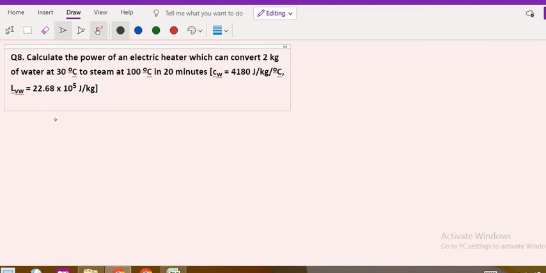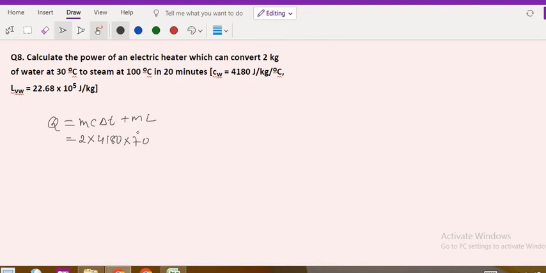First of all, calculate the total heat that is to be given to the water. I will be using the formula Q is equal to mc delta T plus mL. Same formula we are using. What is the mass of water given? Mass of water given to us is 2 kg, multiplied by the specific heat of water that is given to me, 4180. Again take care of the units: 4180 is joule per kilogram per degree Celsius, multiplied by the change in temperature. Initially it was 30, that is going to 100, so the change in temperature would be 100 minus 30, that is equal to 70.